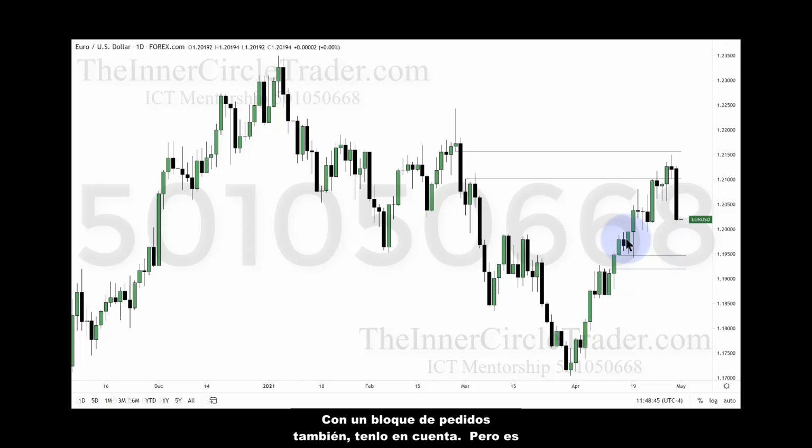Be mindful of that. But it's Sunday. We don't know how it's going to open. I don't know how it's going to open, but I don't see an immediate return back to these highs as we have in this chart. So I'm focusing primarily on the discount arrays on this particular pair.